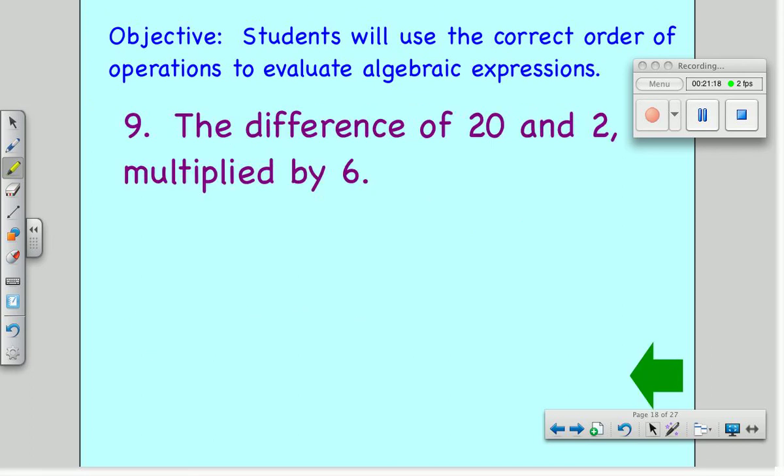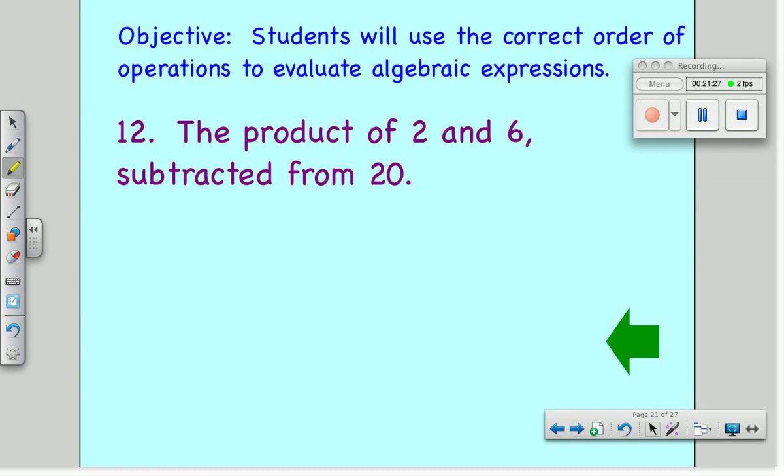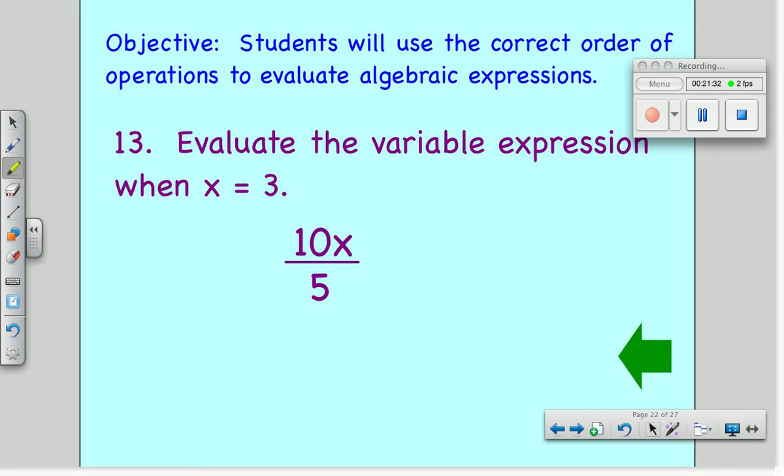The difference of 20 and 2 multiplied by 6, difference, you're going to subtract 20 and 2, and then multiply by 6. Let's skip a couple of these for now. Let's see. Here we go. I wanted to get to these variables.